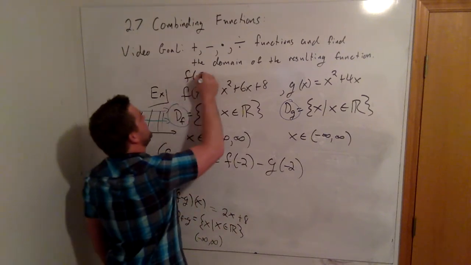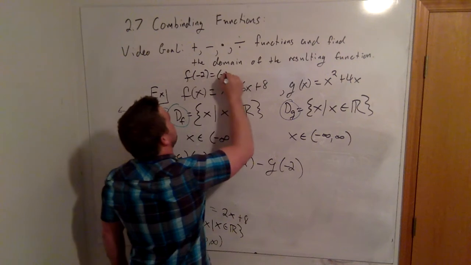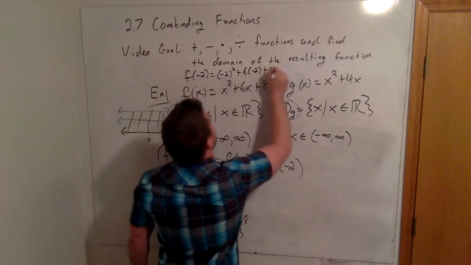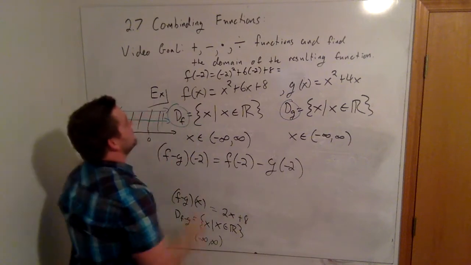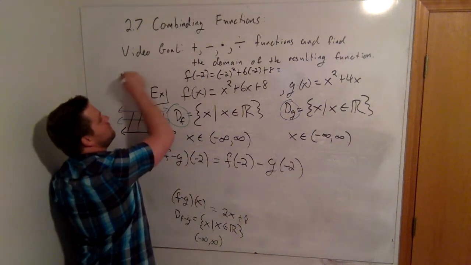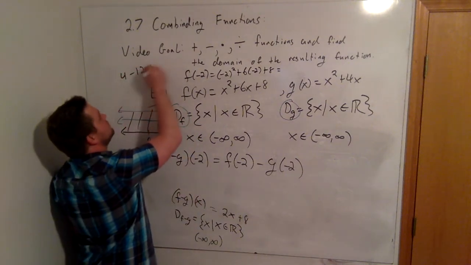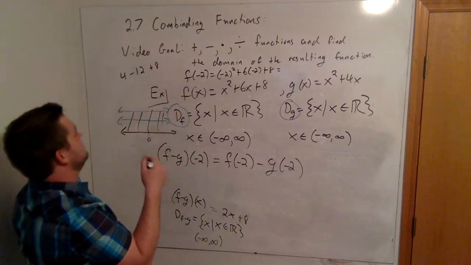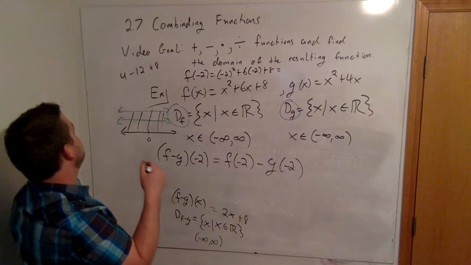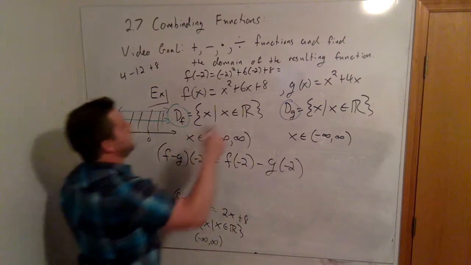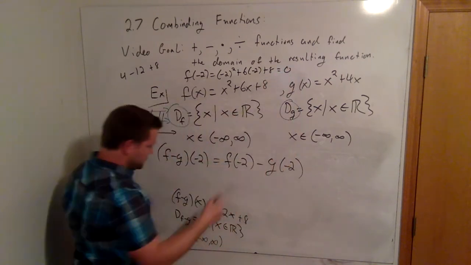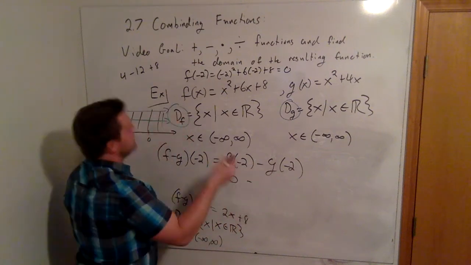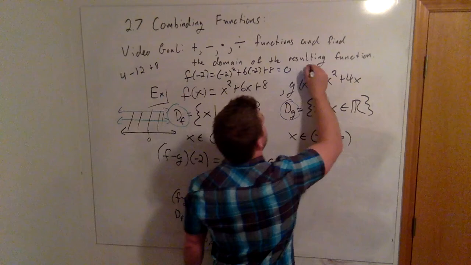So I'd have to evaluate each of these functions at negative 2. So f of negative 2, what's that going to be? That's negative 2 squared plus 6 times negative 2 plus 8. What are we going to get here? That's 4 minus 12 plus 8. So what is that? That's 0? Okay, cool. So the output here is 0. So maybe this wasn't a great number to plug in. I get an output of 0, but still, now I'm going to evaluate g at -2.